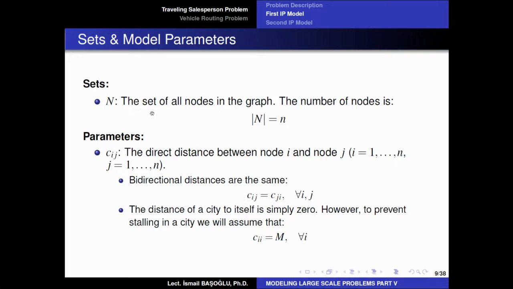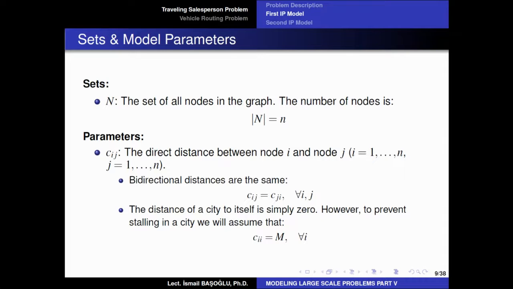The sets that we are going to consider is just a single set, the set of all nodes in the network. Okay, so we have lowercase n cities in our network to visit in a cycle, and capital N represents the set of these cities, the set of the nodes in our network, and the cardinality of capital N is equal to lowercase n. So cardinality means the number of elements in set capital N.